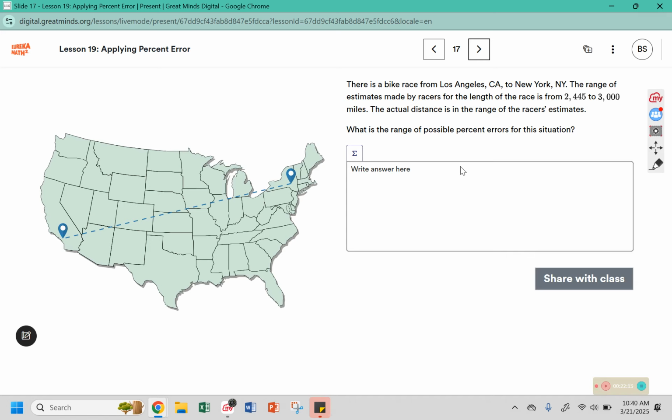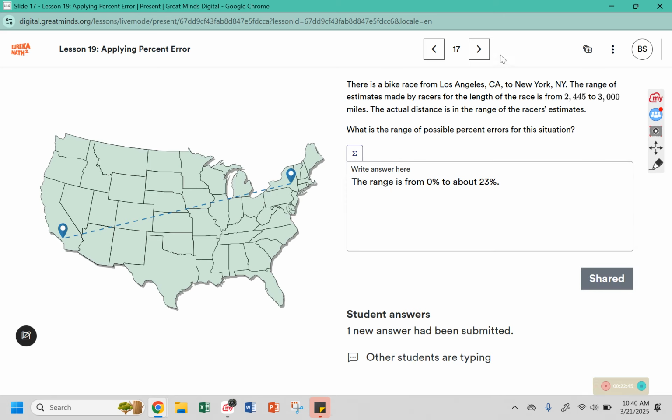What is the range of possible percent errors for this situation? We talked about how it could be from 18.5, it could be 0, or it could be up to 23. So the range is from 0% error if they guessed the distance correctly to about 23%. It didn't come out to exactly 23, it was about 22.69 or so, but we rounded up to 23%.